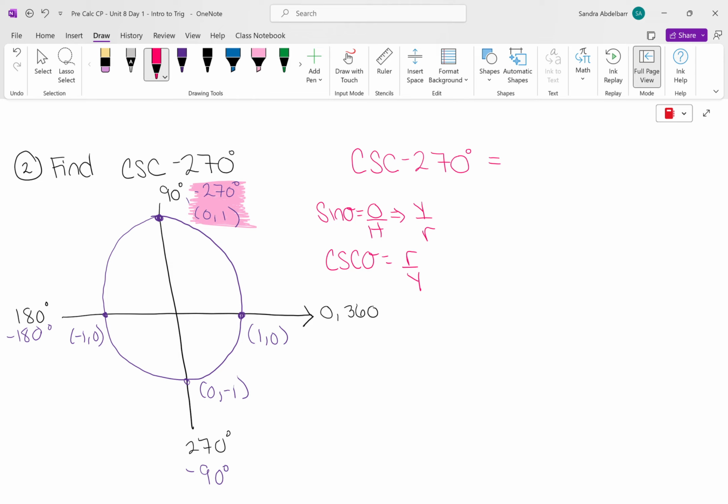So here, we're up here. No matter what, the radius is always 1 on the unit circle. So our numerator is 1. And then our y is the y coordinate at the point we're looking at. What's the y coordinate at the point we're looking at? 1. So the cosecant of negative 270 is 1.